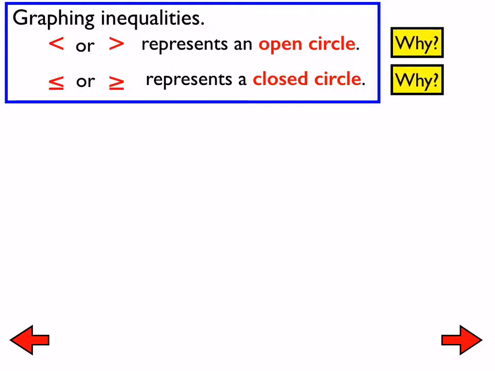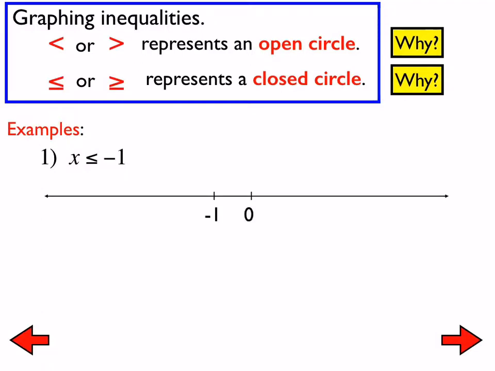Now the question is why? Well, I just kind of explained that. We use an open circle when we're not including the number. We use a closed circle when we are including the number, and that is the exact reason why. All right, can I get all of you to graph number 1 and number 2?